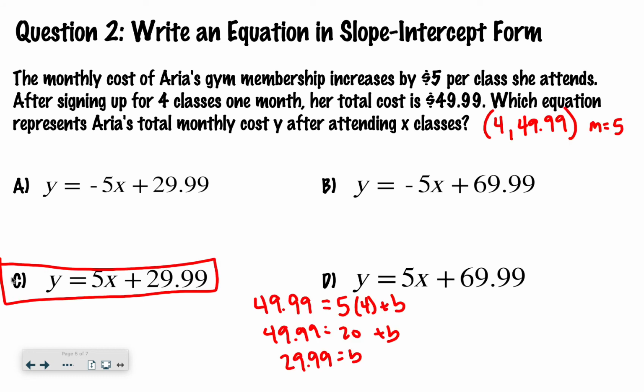All right, for this problem, hopefully you figured out your point was 4, $49.99. So 4 represented the number of classes. Your slope was 5 because that's how much it was per class. And then if you solved, you found out that your b value was $29.99. So you can see my work right down here at the bottom of the screen. And if you have any questions about this problem or anything at all, please be sure to reach out for some help. I'm happy to help you. Let's move on to example 3.